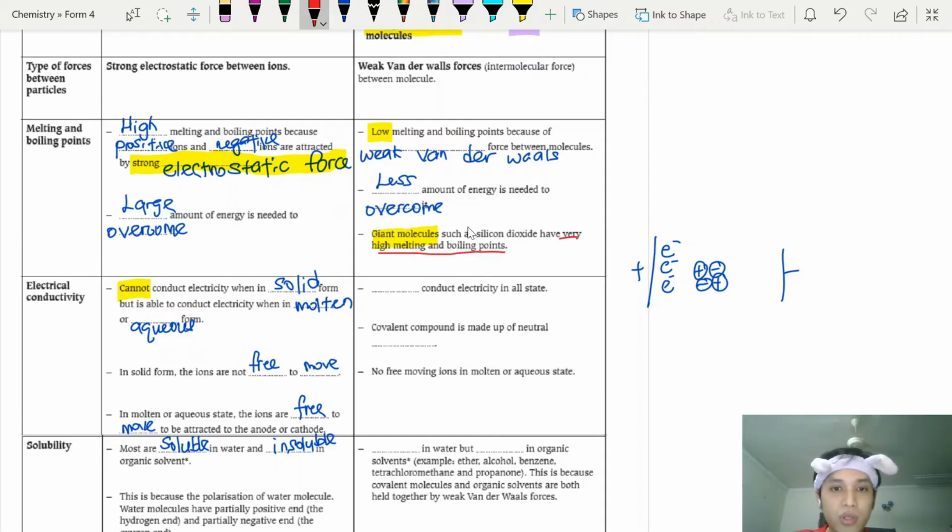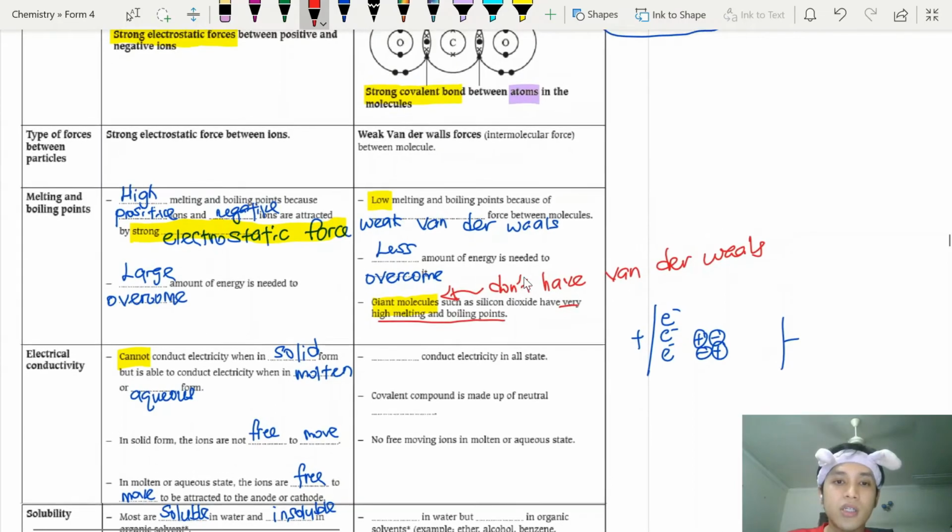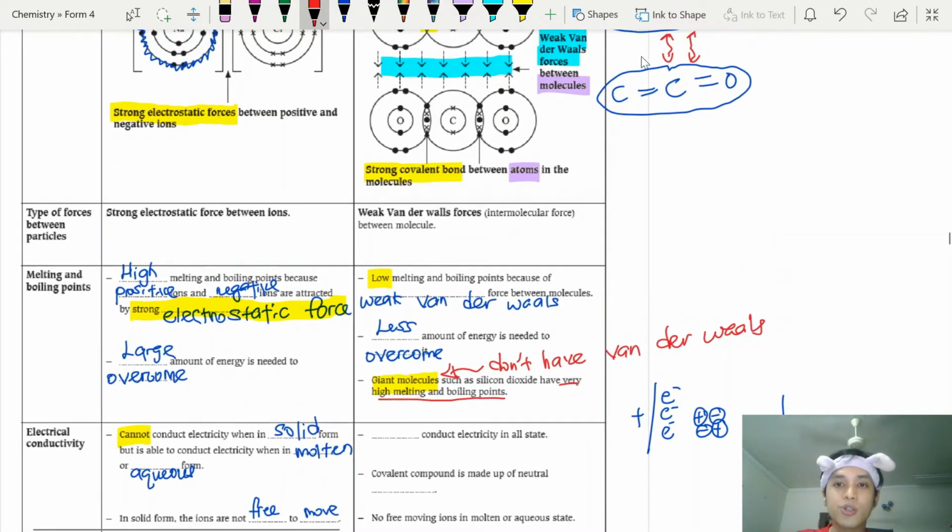Because giant molecules, you need to take note of this one, giant covalent molecules, they don't have van der Waals. Since if you don't have van der Waals, meaning that you can only break the covalent bond in order to melt them. So that is the difference between a simple covalent molecule and a giant covalent molecule.